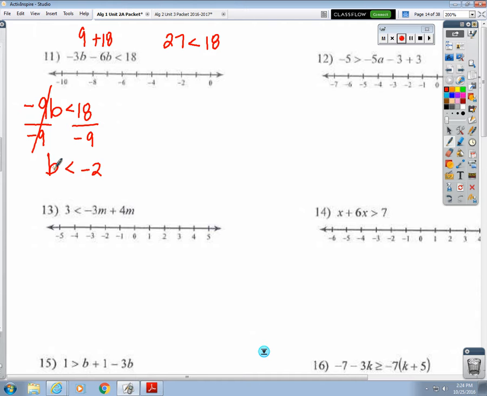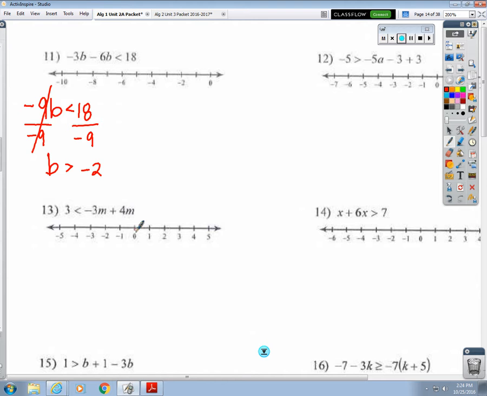Even though we ended up getting b is less than negative 2, and we plugged in a number that was less than negative 2, it didn't make a true statement. That's because there's a rule that many of you probably don't remember. Whenever you divide by a negative number on inequalities, you flip the sign.